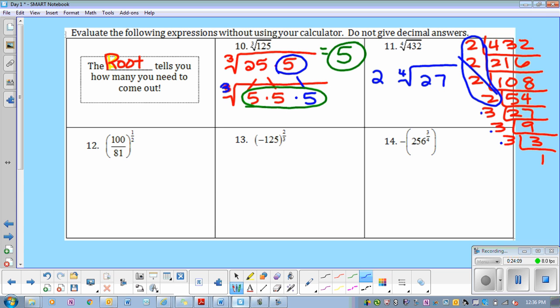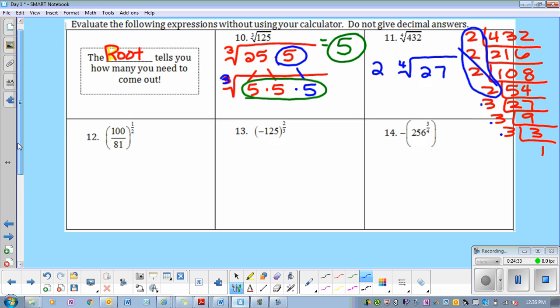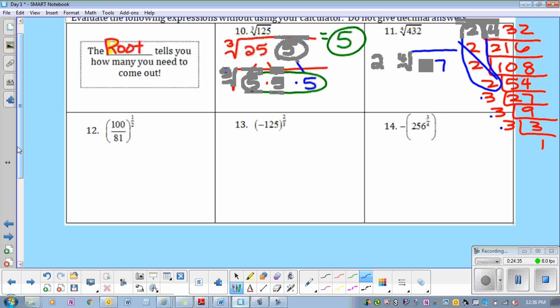So if it has a 4 on the outside, that means 4 of the same thing need to come out. If there's nothing on the outside, then you would need 2 of the same thing in order for it to come out. Say there was a 5, then you would need 5 of the same for it to come out. What happens if you don't get it? Then they all stay in.